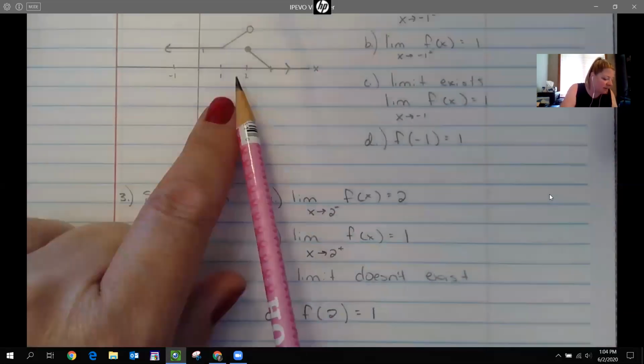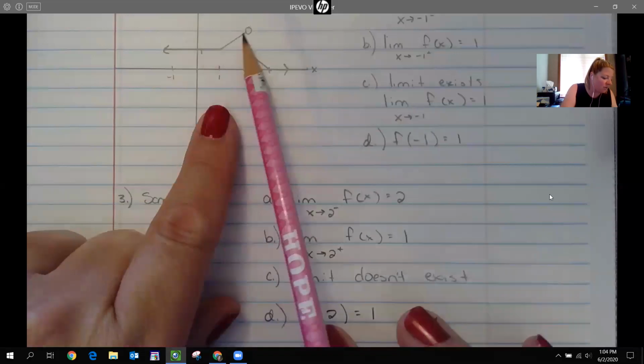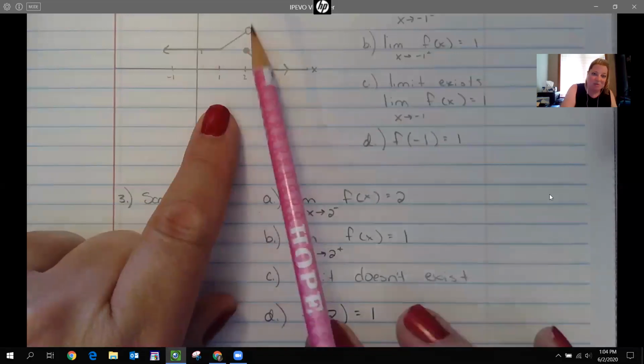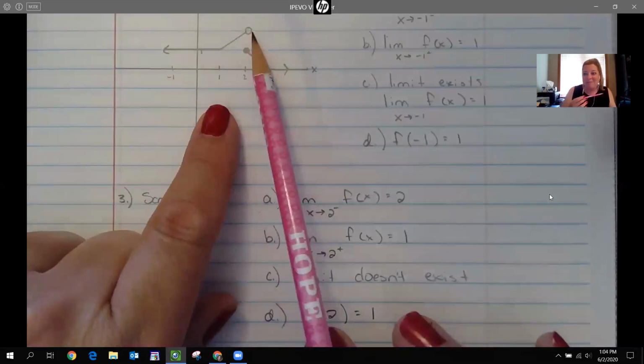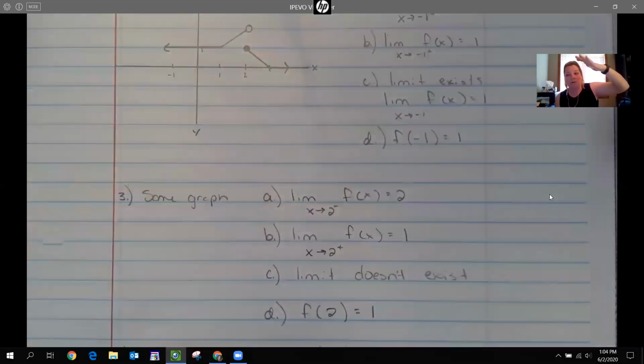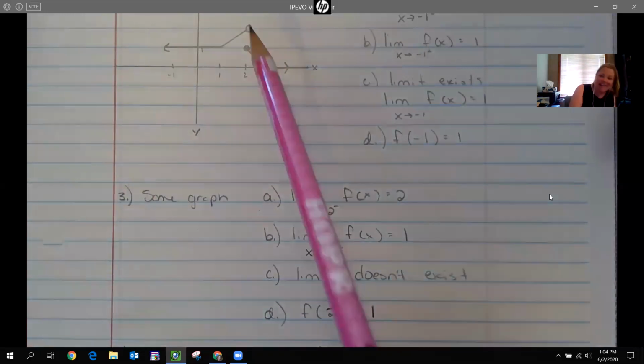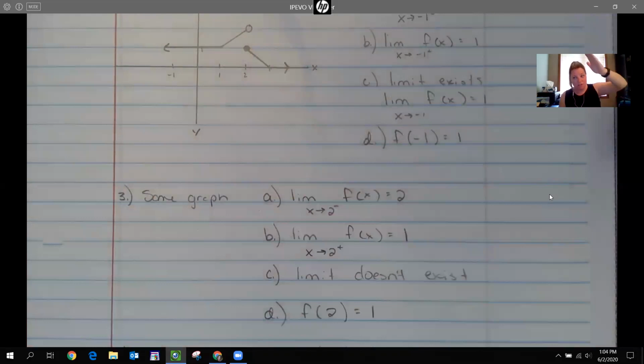As we approach from the left, where are we going? 1, 2. We're going to 2. Okay, it's open, which means we can't be at 2, but we're headed to 2. So from the left, we're headed to 2. We don't care what the value is exactly at 2. We're just saying it's going to 2.